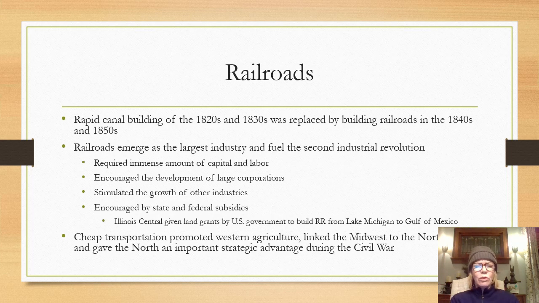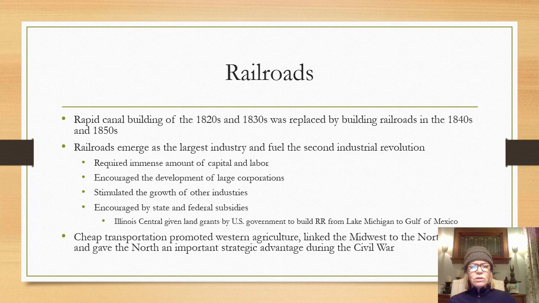Right? But railroads is going to be very important for the development of the West and expanding from the East Coast to the West Coast. They start to be built after the canal movement, and this is going to be in the 1840s and 1850s. And this encourages trade with one side of the country and the middle part of the country and then the East Coast.